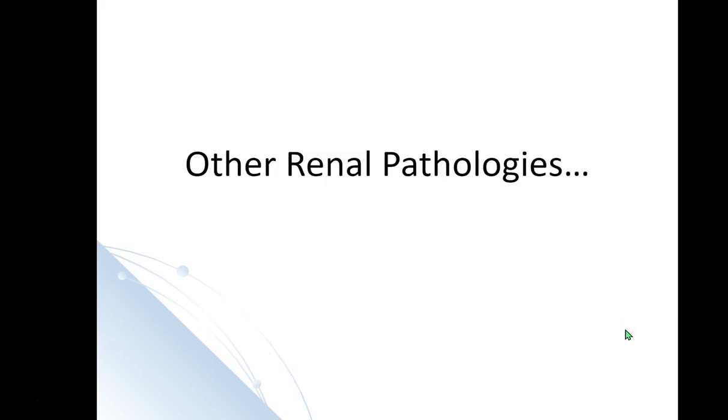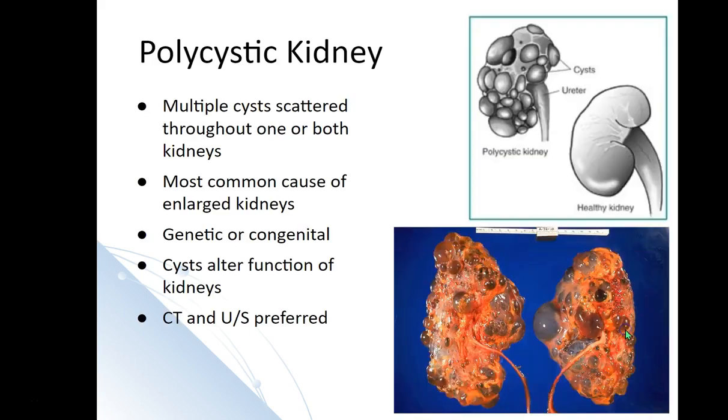So let's talk about some other renal pathologies. Polycystic kidney. Polycystic kidney disease is a disorder characterized by multiple cysts scattered throughout one or both kidneys. And this disease is the most common cause of enlarged kidneys. Its cause may be genetic or congenital, depending on the type of polycystic disease, and the cysts will eventually alter the function of the kidney.